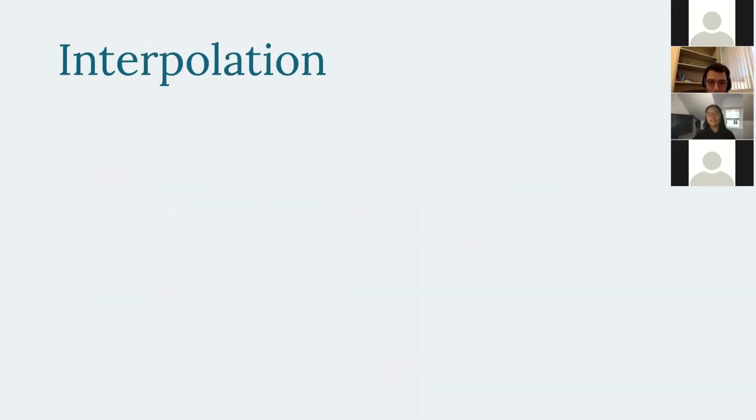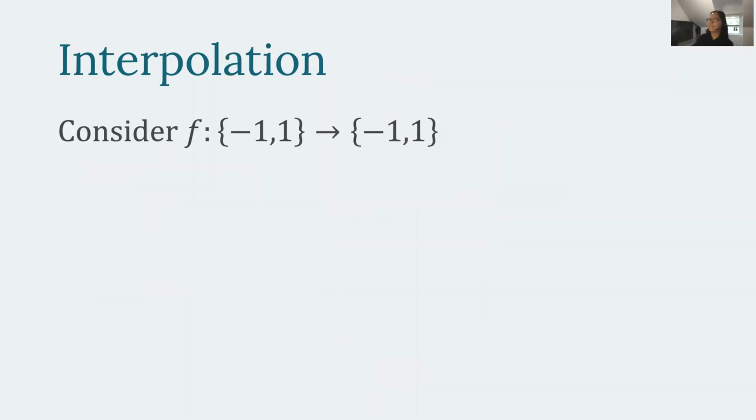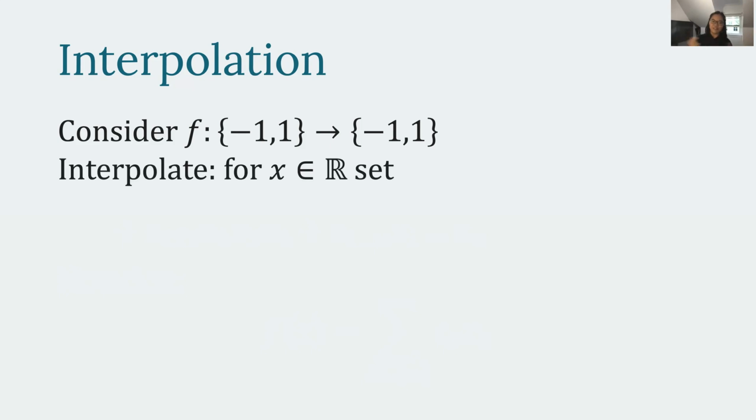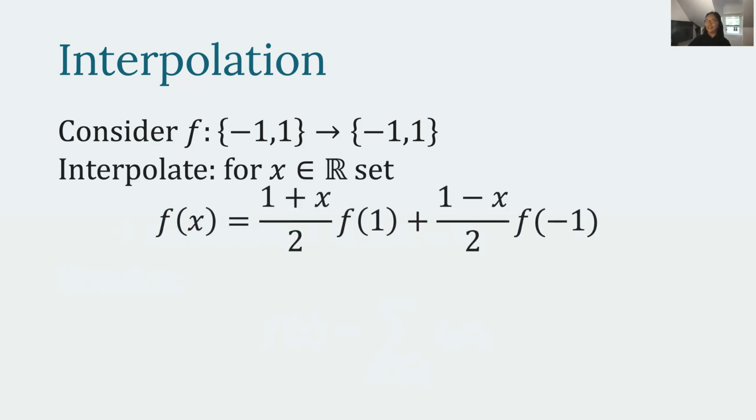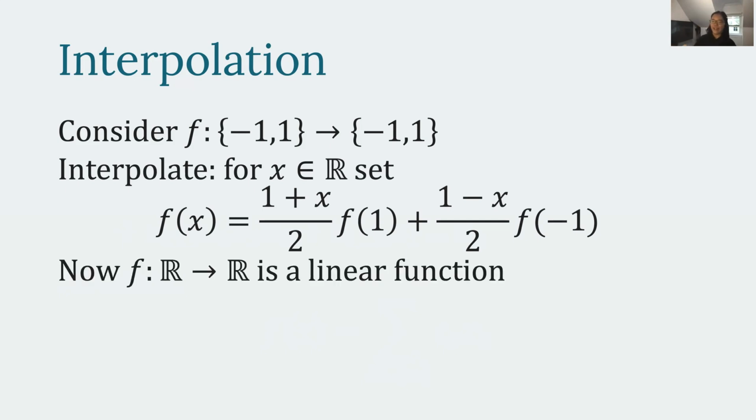Okay, the next very classical move is to take this function that goes from {-1, 1} to {-1, 1}, and interpolate between the range points. For each x, I set it to be f of 1 with weight (1 plus x) over 2, and f of -1 with weight (1 minus x) over 2. And so now I can think of f as being from R to R, and it's now a linear function.